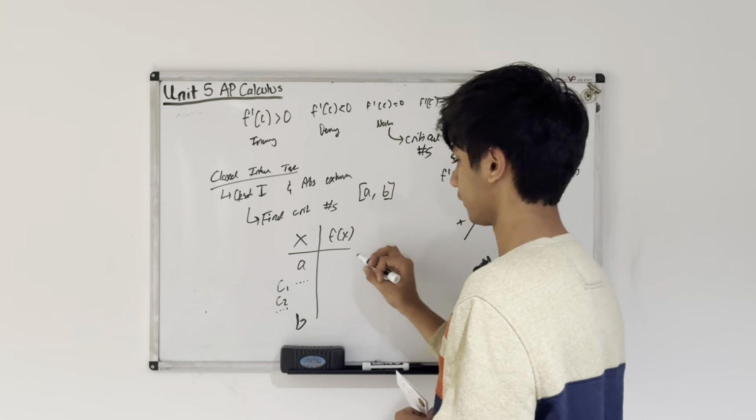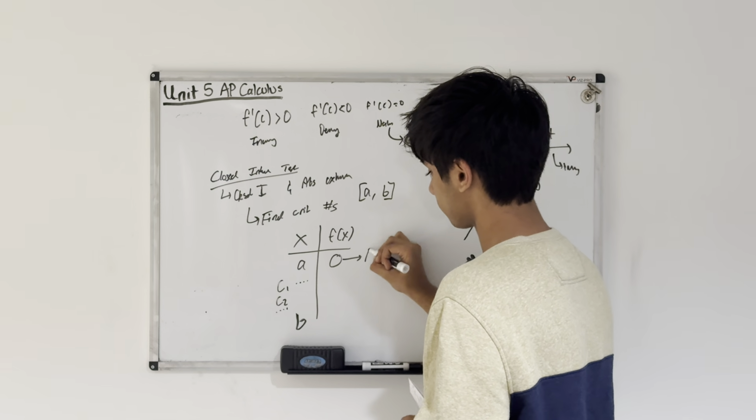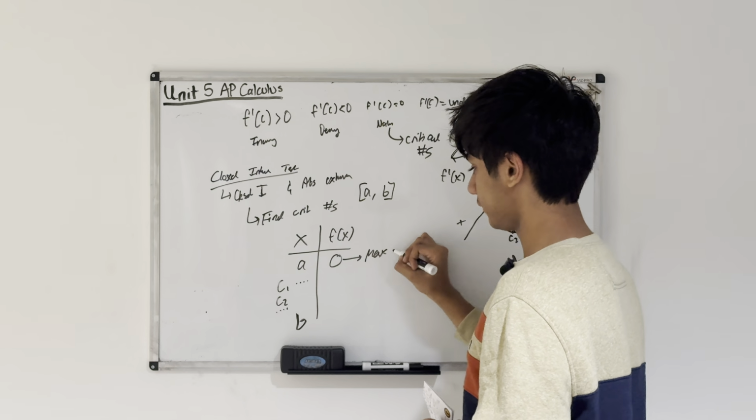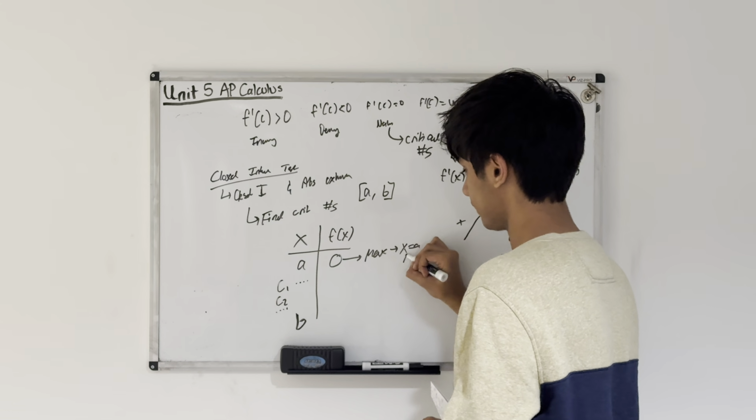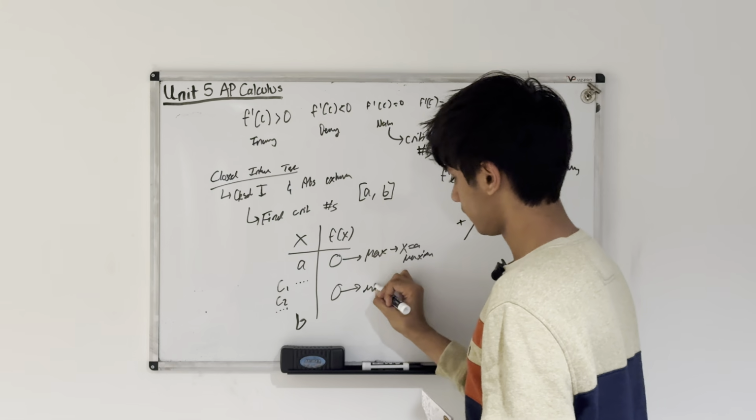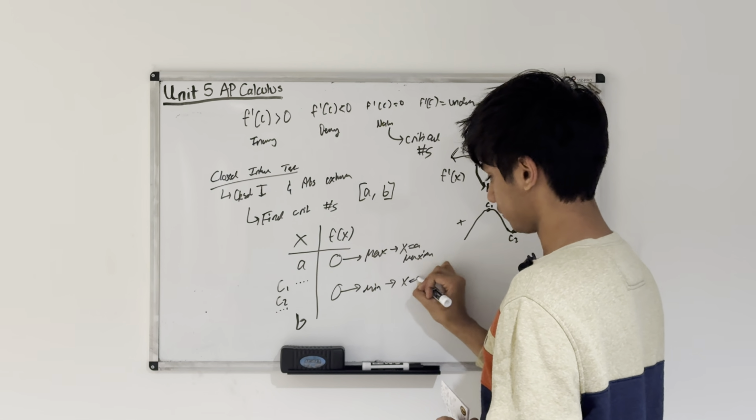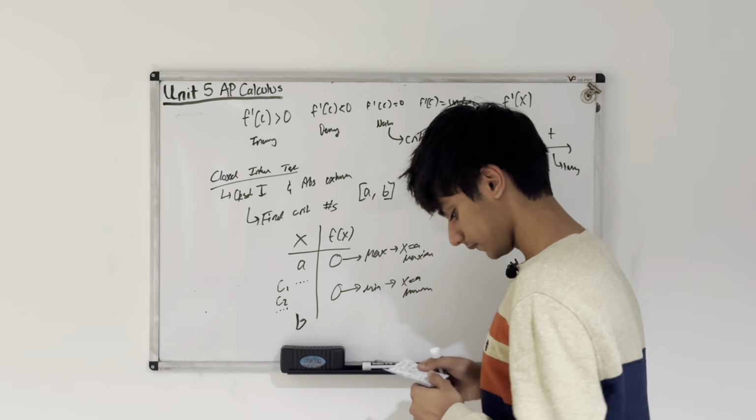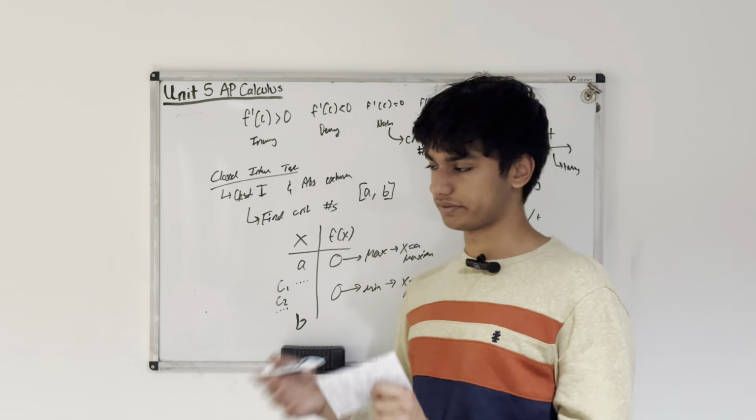Then, once we find f of x, we're going to say, okay, what is the max f of x, right? That means x equals a is a maximum. And then what is our min? That means that x equals a is a minimum. And of course, there's a sentence for this as well.